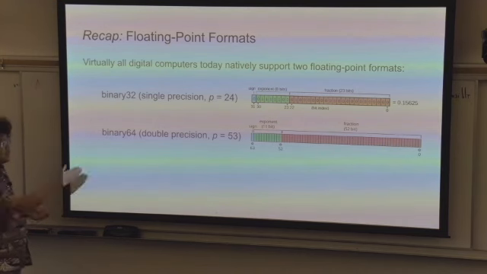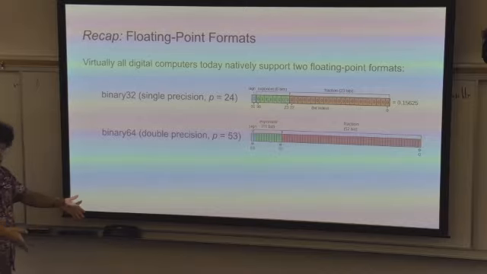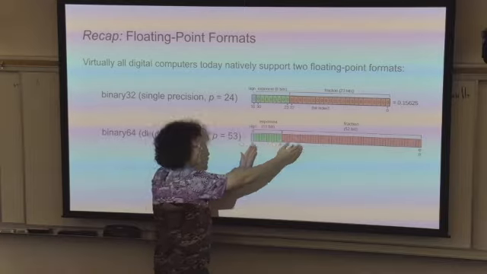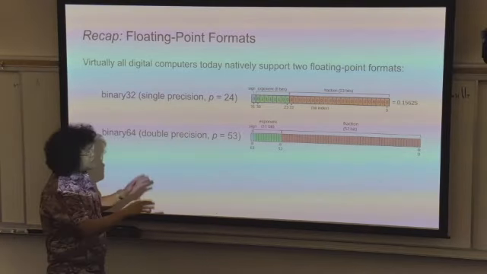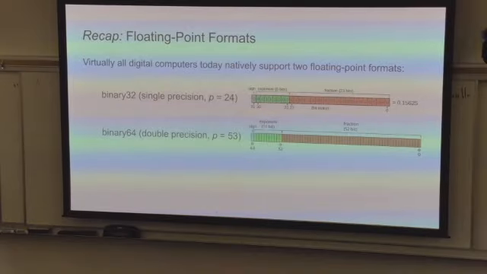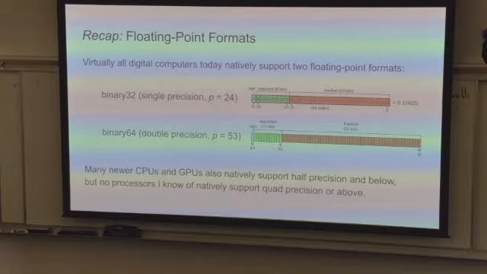Of course, these things are not dictated to us by the universe. You could, in principle, pick whatever split you want between the exponent and the mantissa, but these standard splits were chosen, I think, back in the 1980s. I think IEEE standardized this in 1985. And these standard splits have turned out to be a pretty good compromise for most applications, so we've pretty well stuck with them. There are other floating point formats, I should say.